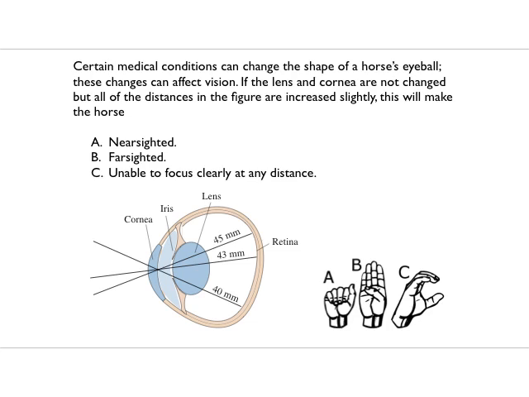And here's another problem related to horse vision that I want you to consider. Certain medical conditions can change the shape of the horse's eyeball, can change the shape of a human's eyeball too. The changes can affect vision. If the lens and cornea are not changed, but all the distances are increased slightly, so the horse's eyeball gets longer, well, that is something that can happen. Something like that can happen to humans too. What will that do to the horse's vision? Will it make it nearsighted, farsighted, or just unable to focus? Think about that. I'll be back.